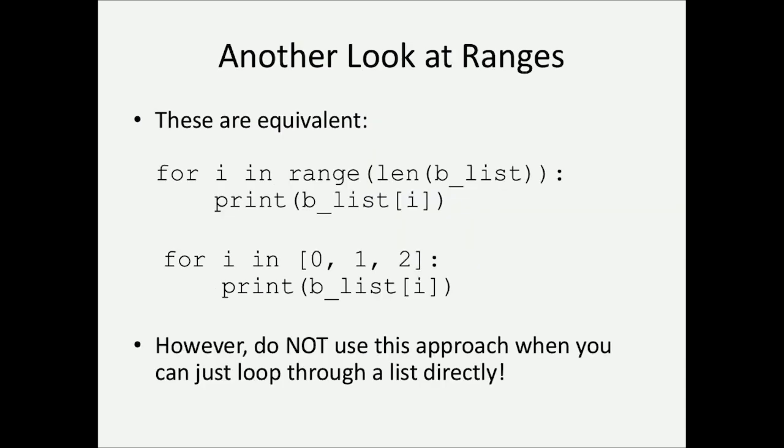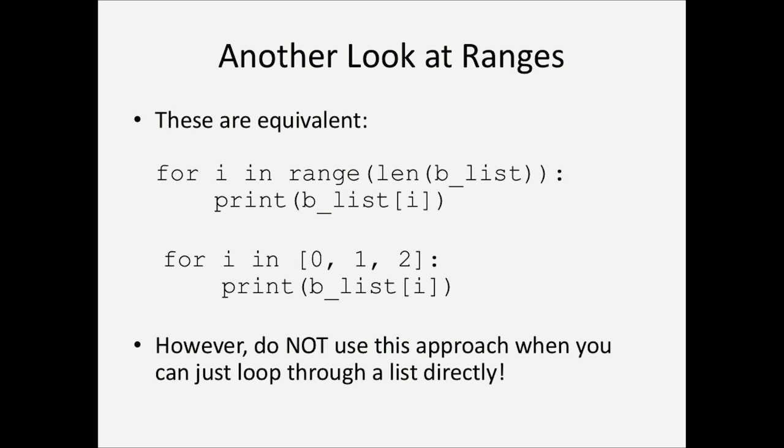As we can see what the range keyword does here, if we say for i in range length b_list, and b_list has 3 elements, then that's going to be the same as saying for i in 0, 1, 2, and then it will go through and index each individual element because of the statement, b_list sub 0, b_list sub 1, and b_list sub 2.